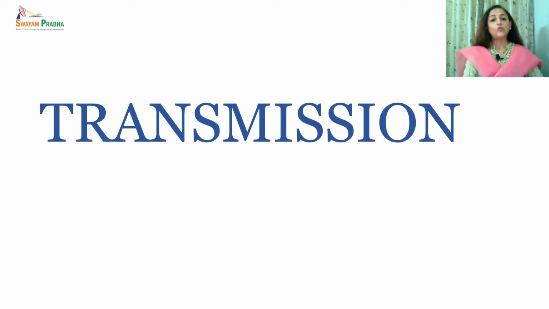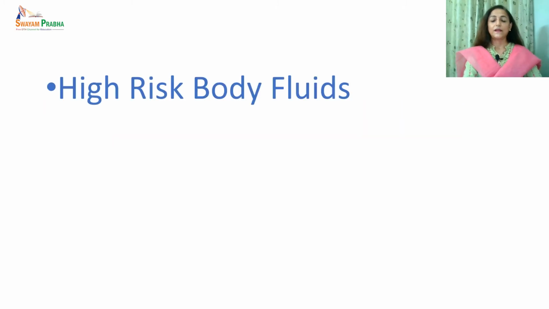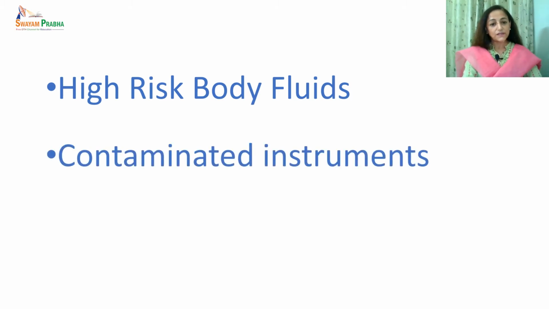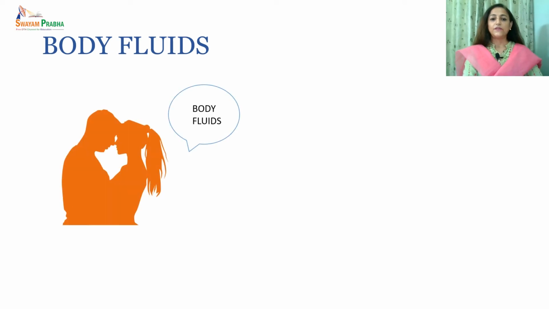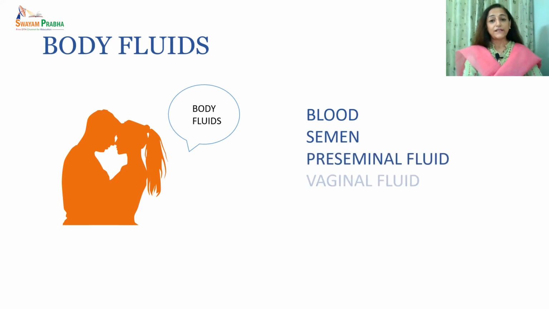Now let us see how the disease transmits. It transmits through high risk body fluids, through contaminated instruments, or from mother to child. Now let us discuss all these methods of transmission. Through body fluids, this virus can be transmitted via any of these high risk body fluids. They are blood, semen, preseminal fluid, vaginal fluid, and breast milk. Saliva, tears, and urine do not contain enough virus. So the most common ways HIV is transmitted are via blood and semen.